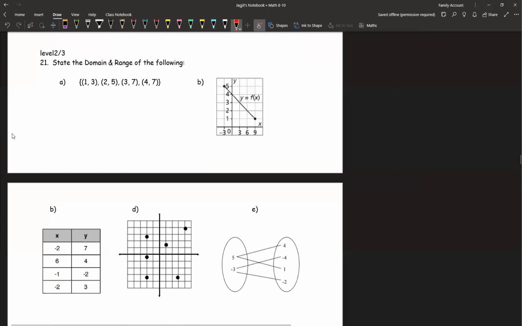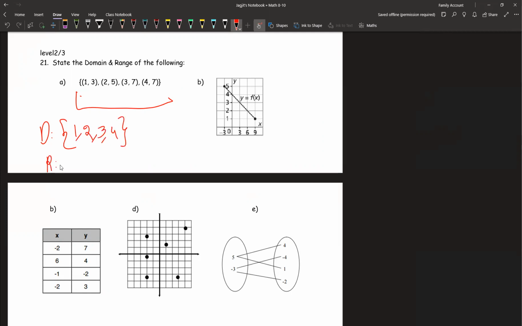Now they're asking you to write the domain and range. They've given you this. So simple. Your domain is all the x values, from smaller to larger. So 1, 2, 3, 4. Your range is all the y values: 3, 5, 7. Don't repeat 7. You just say 3, 5, 7.